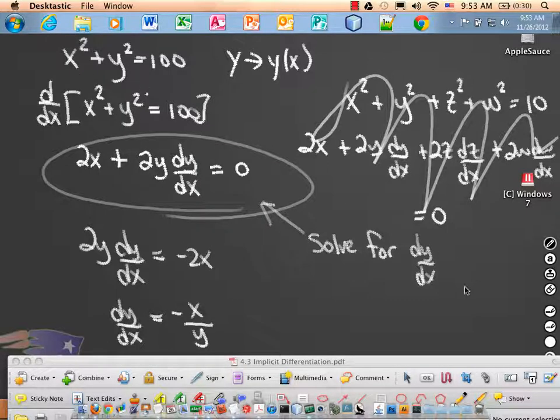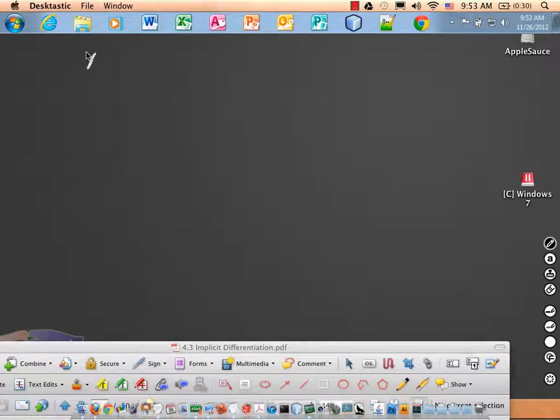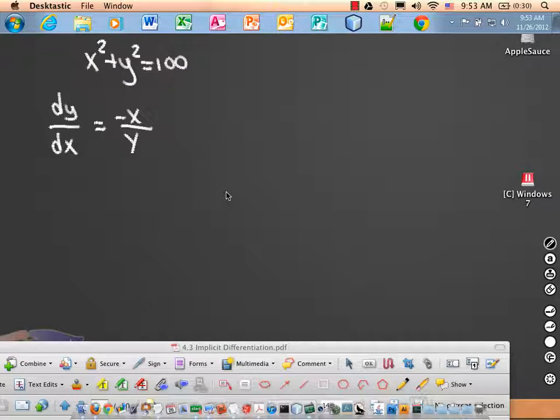Now, let's look at the original equation real quick. x squared plus y squared equals 100, and dy/dx equals negative x over y. Is it possible to take the implicit equation and solve it for y? Yes. What do I have to do to solve this equation for y? Take the square root. So I'm going to end up with y equals plus or minus the square root of 100 minus x squared.